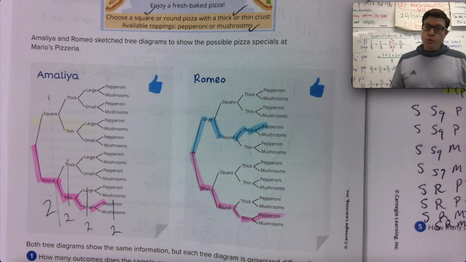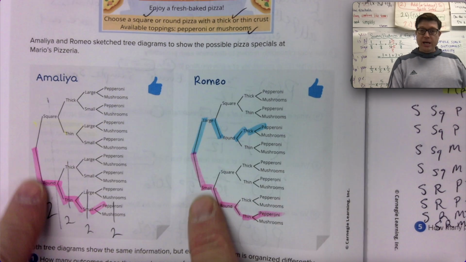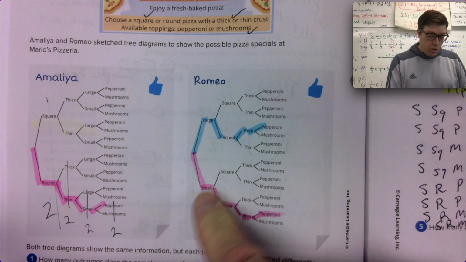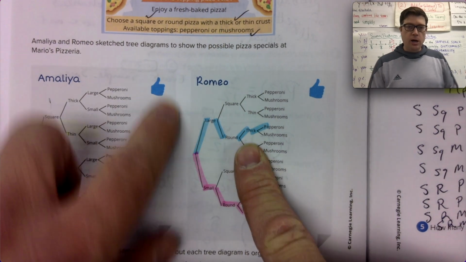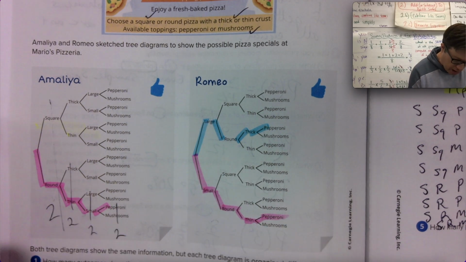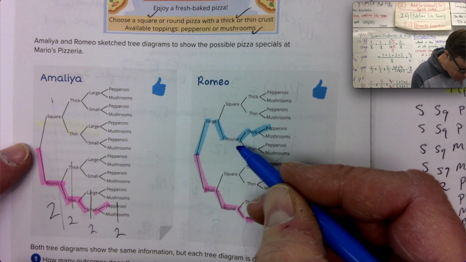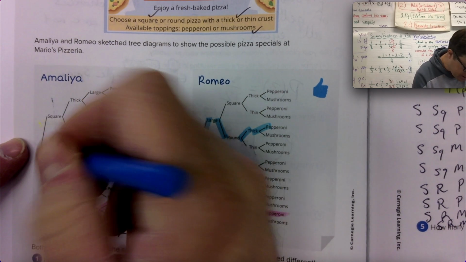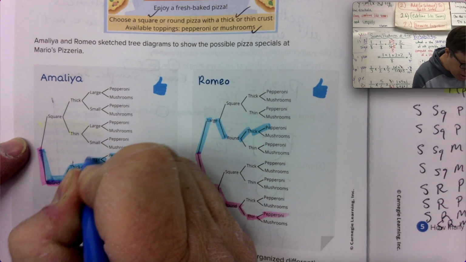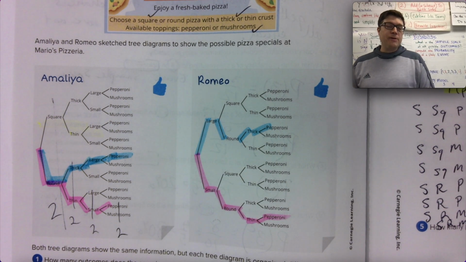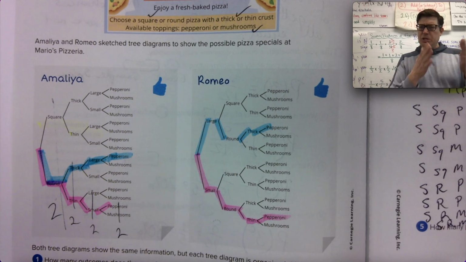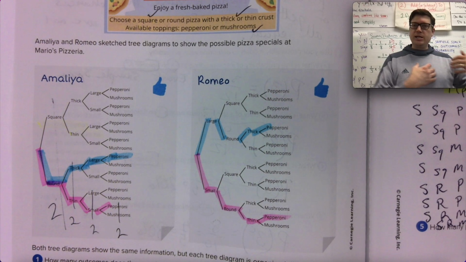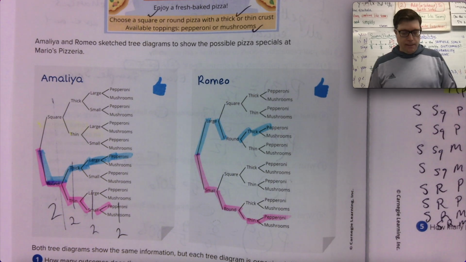And likewise, Romeo, the way that he structured his tree diagrams, could also be found and got to his outcome, could also be sketched out in this one as well. He chose a large, round, thick pepperoni. And so Romeo, his decision-making tree process can also be found in Amalia's tree diagram. They're different paths, but they still produce what they each wanted, a pizza with specifically a certain set of decisions made to make that pizza.